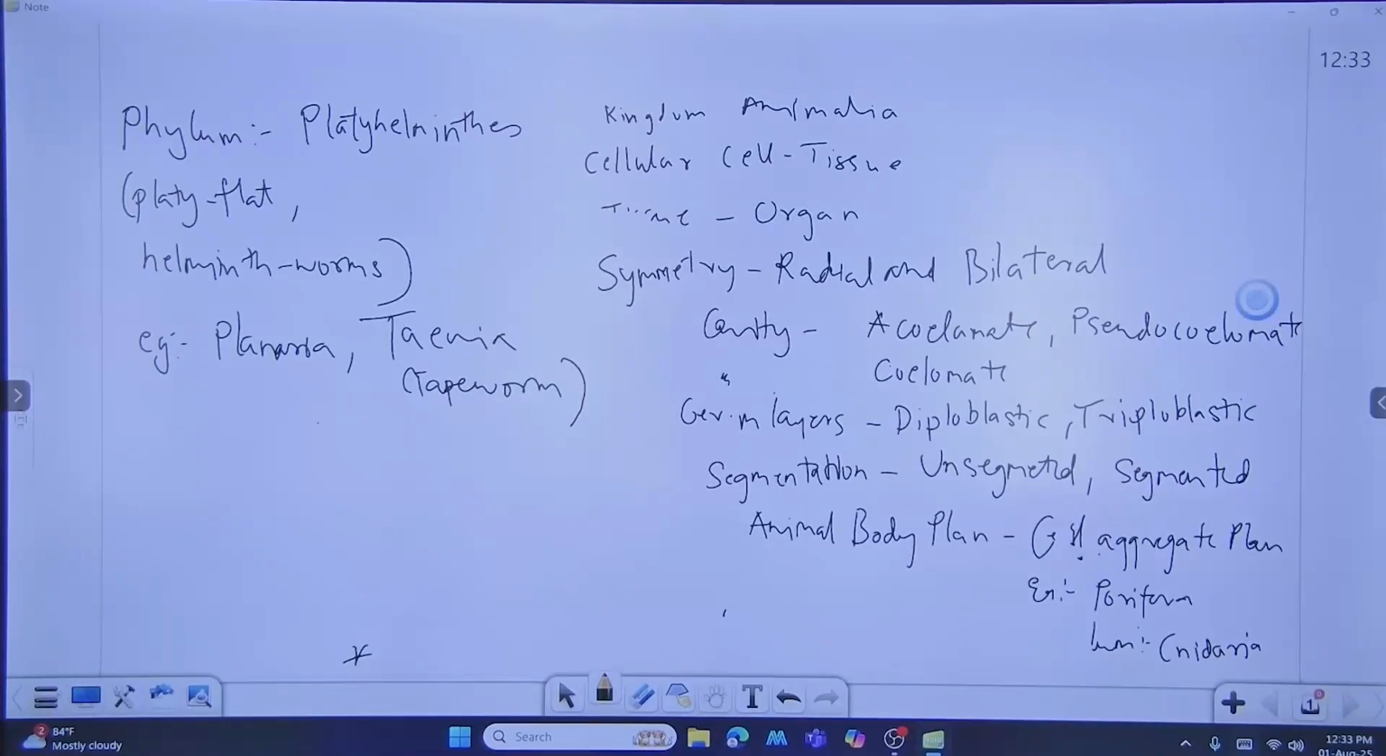You tell me what are the parts in Ascaris seen in the body? There is the tail, the anus, cuticle, head, and mouth, dorsal lip, ventral lip. Head, mouth, tail and anus.